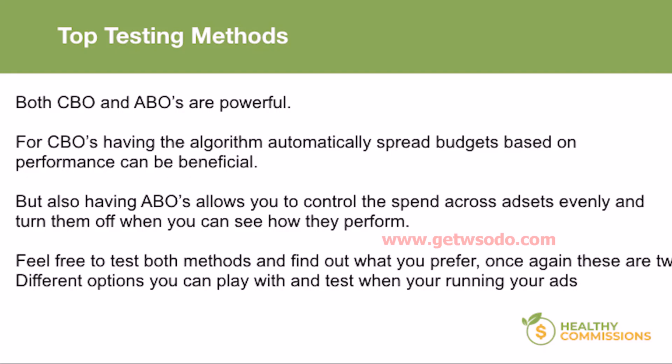So when it comes to CBOs and ABOs, they're both very powerful. For CBOs, having the algorithm automatically spread budgets based on performance can be very beneficial, but also having ABOs allows you to control the spend across every ad set evenly and then turn them off when you can see how they're performing, right? So feel free to test both methods and find out what you prefer, because once again, these are 2 different options you can play with and then test with once you're running your ads.